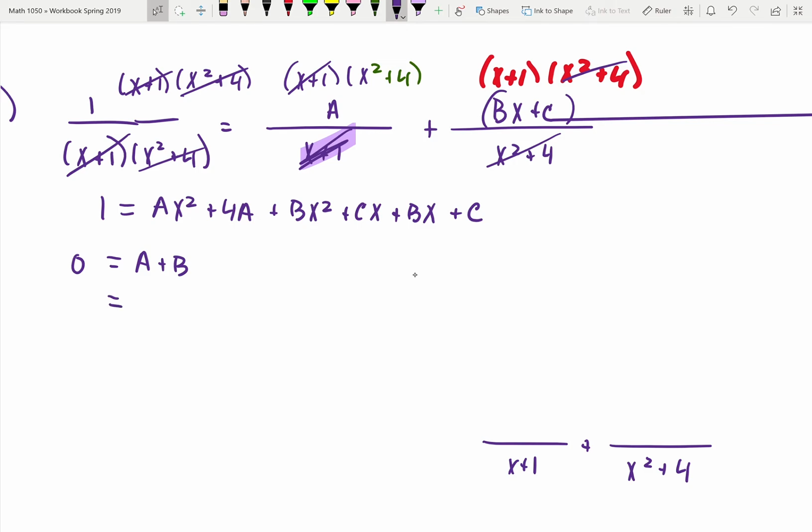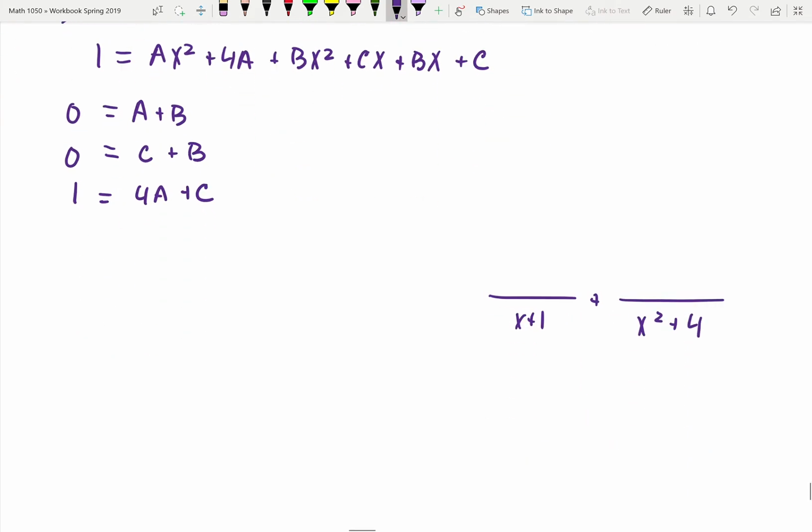Let's write the x's. There is no x on the left. On the right, with no x, c plus b. Now the constants, 1 equals 4a plus c. So a little challenging to solve this.